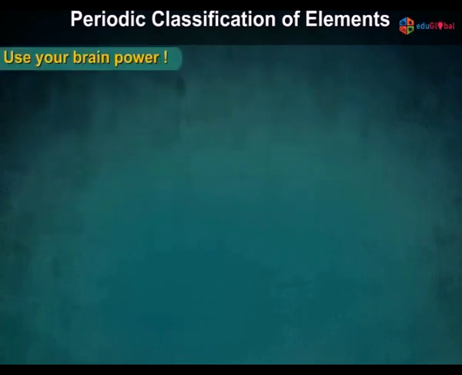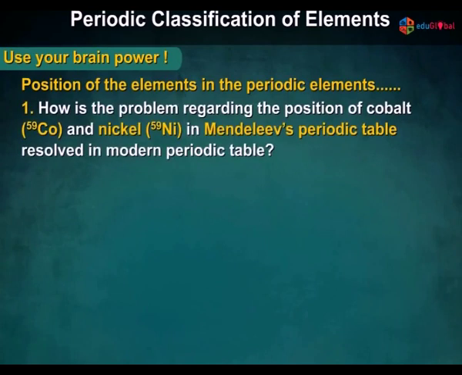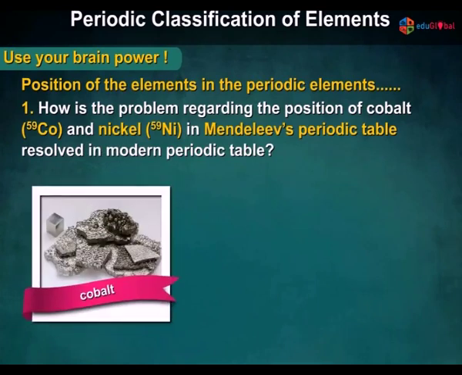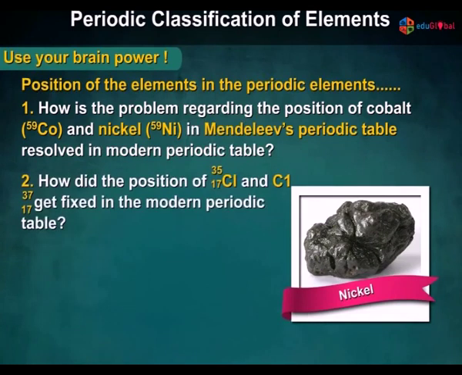Use your brain power. Position of the elements in the periodic table. 1. How is the problem regarding the position of cobalt 59Co and nickel 59Ni in Mendeleev's periodic table resolved in the modern periodic table? 2. How did the position of 35Cl17 and 37Cl17 get fixed in the modern periodic table?